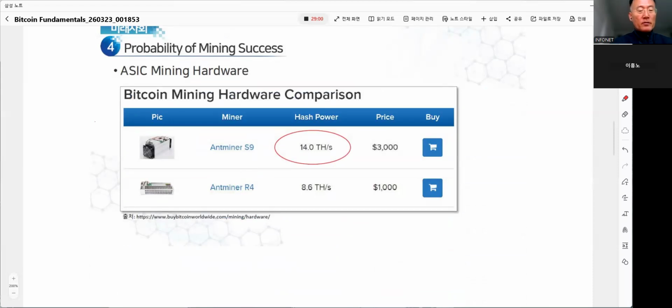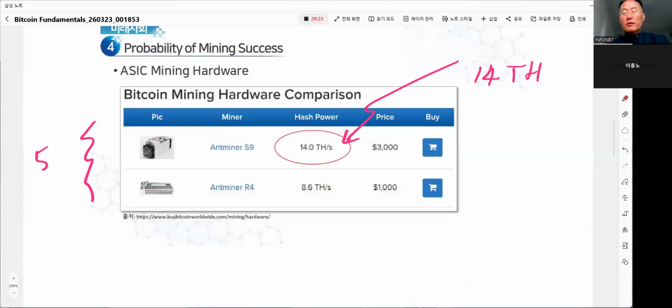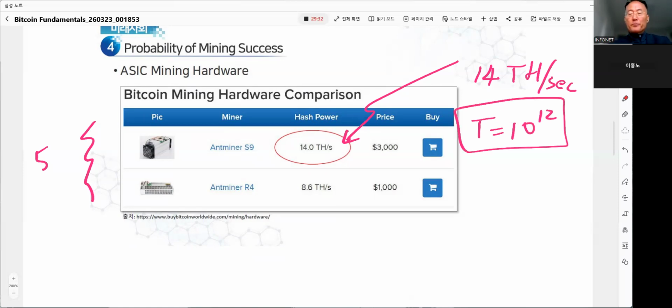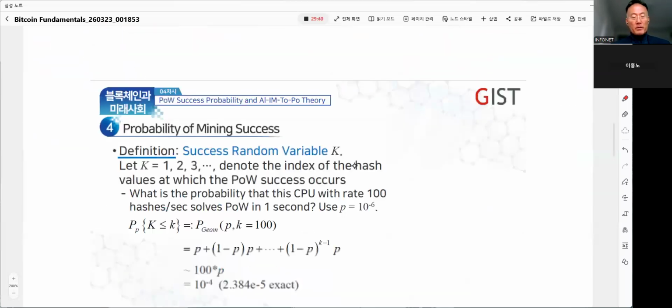So this is the lecture note written 5 or 6 years ago. Currently we have an even faster machine, much faster than these. But 5 years back, we had these machines which were the fastest. This one, for example, does 14 tera hashes per second. Tera here is 10 to the power of 12. So it's really fast. That's a big number.